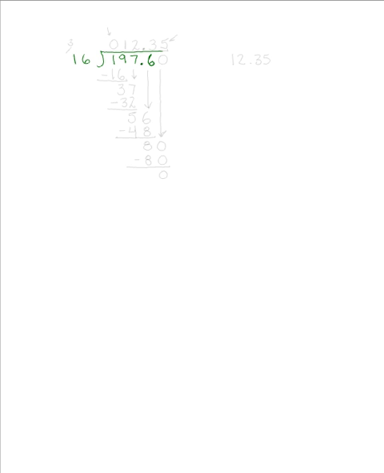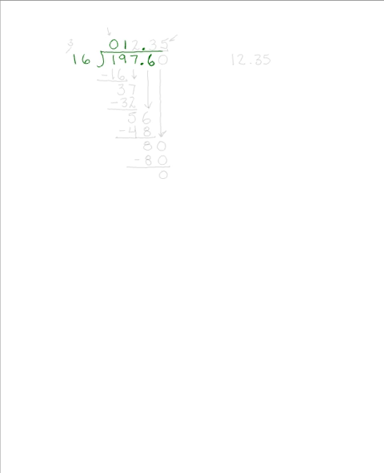16 does not go into 1 because 1 is smaller than 16, so we can put a 0 up here. And before we forget, whenever you are using long division involving decimals, you should always put the decimal point in your answer directly above the decimal point in your dividend. Alright, so 16 doesn't go into 1, but it does go into 19 one time. So we write a 1 up above.